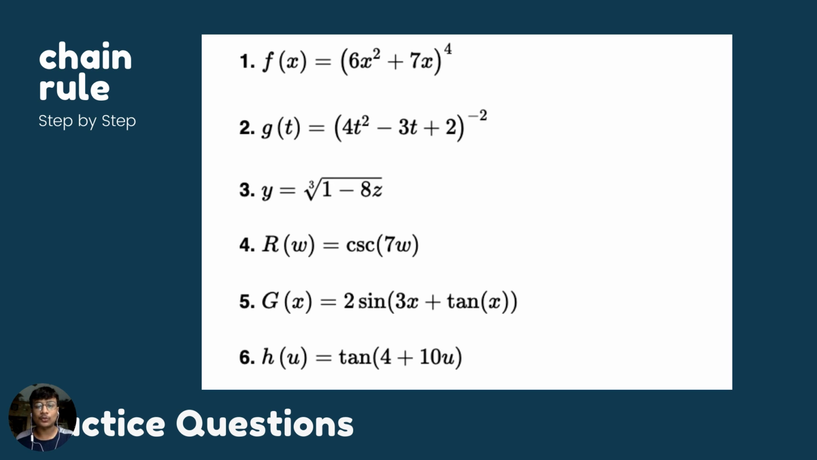Now coming to the last question. The last question is tan (4x plus tan u). Now you must be knowing the formula of tan is sec square x. So we're going to do sec square (4x plus tan u). Now we're going to differentiate 4x plus tan u. That would be 0 plus 10. So the answer would be 10 sec square (4x plus 10w).